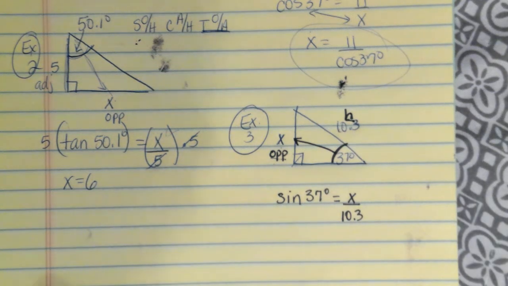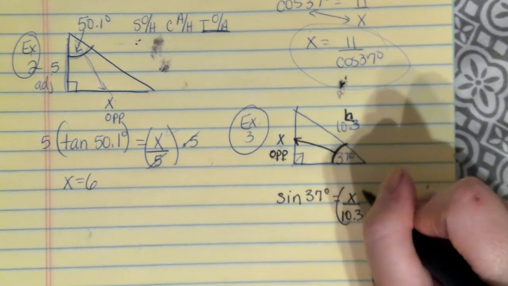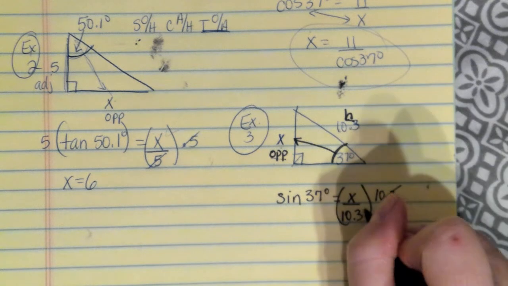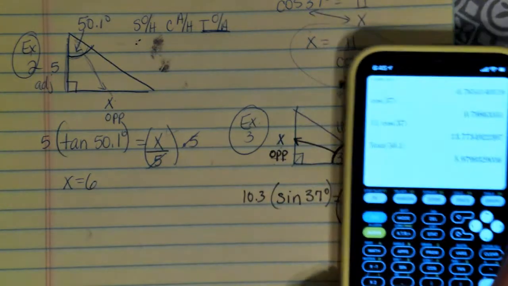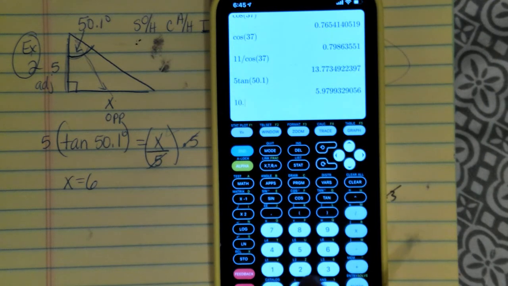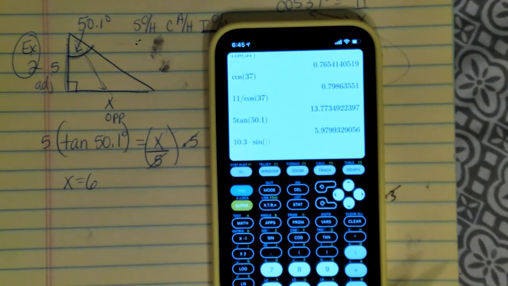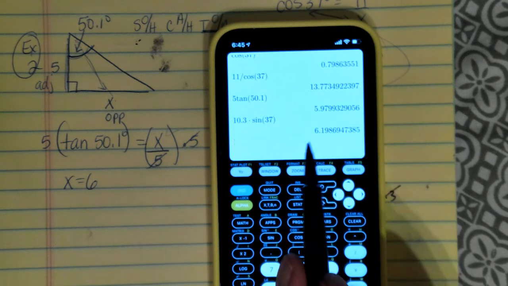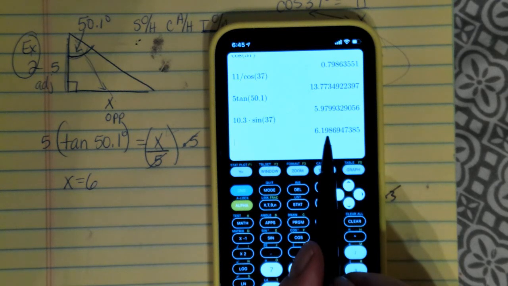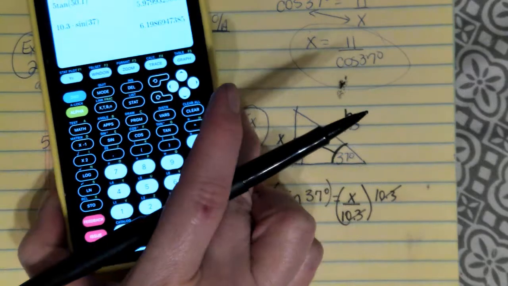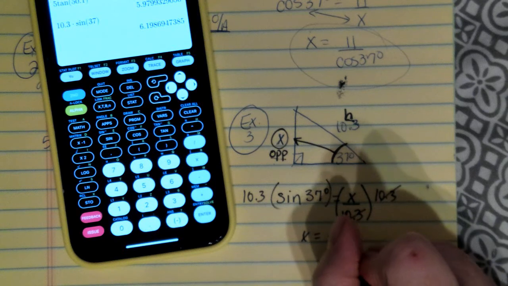Okay, now this is just like the last one. We have our number on the bottom. How do we undo division? Multiply. So we're going to multiply both sides by 10.3 to cancel that out, and that will give us our x. So 10.3 times the sine of 37. Okay, so let's look at that one. We want to round that to the nearest tenth. 1 is in the tenths place, but we have a 9 there, so the 9 will make that round to 6.2. So this value right here, x, is equal to 6.2.